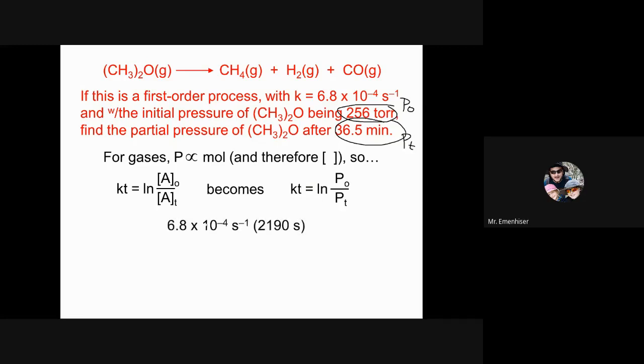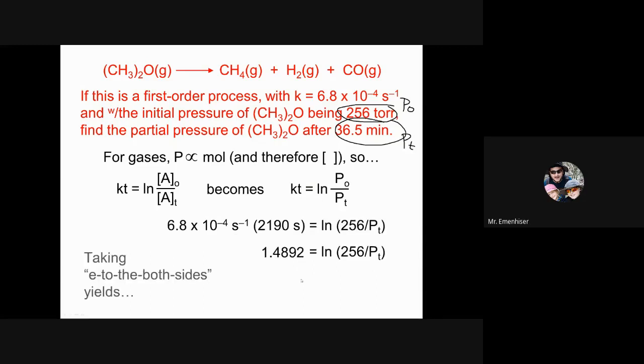Okay, so here, this is kt. I'm going to annotate this a little bit. Okay, so what did we do here? We have our reaction. k is right here. There's k. Let's put brackets around it, make it a little nicer. Here's t, 2190 seconds. Where did we get that?